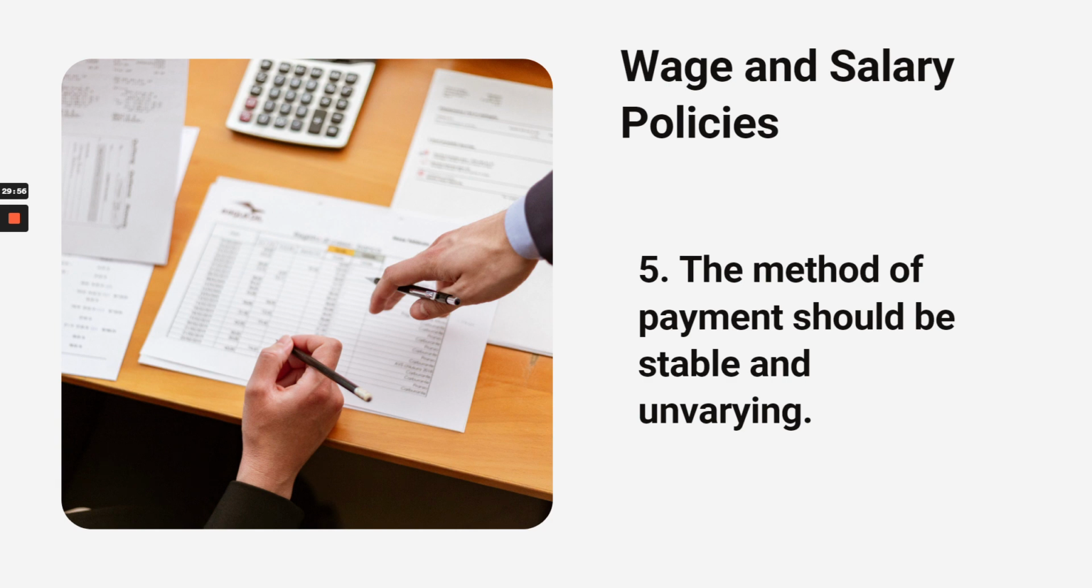So it should be stable or at least fixed. It should not depend on the weather. So it should be fixed because if you are going to change your wage payment frequently, this may lead workers to think that the management is trying to confuse or even cheat them, right? That the management does not want to pay them correctly. So it is important to choose a plan that will fit the needs of the organization so that the necessity of changing will be eliminated, right?